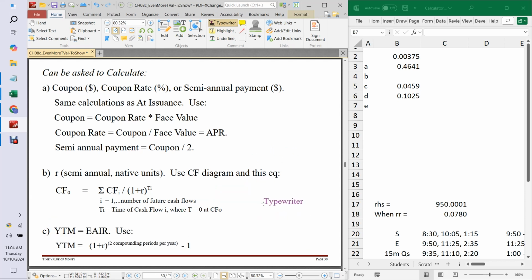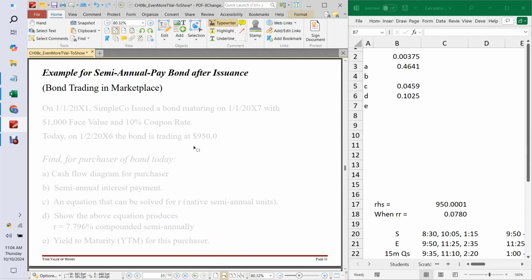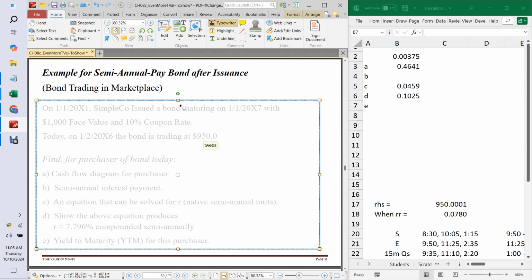And then also, ultimately, our goal is the yield to maturity. We want to know if we buy this bond at this price, at what rate annually compounded is our money going to grow? And that's the YTM or the EAIR. All right, so let's see if we can do an example of this.